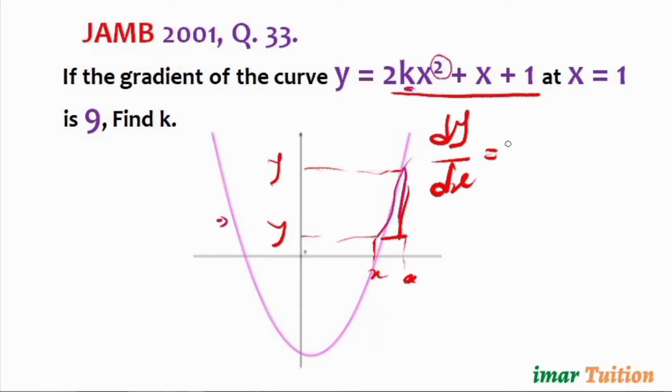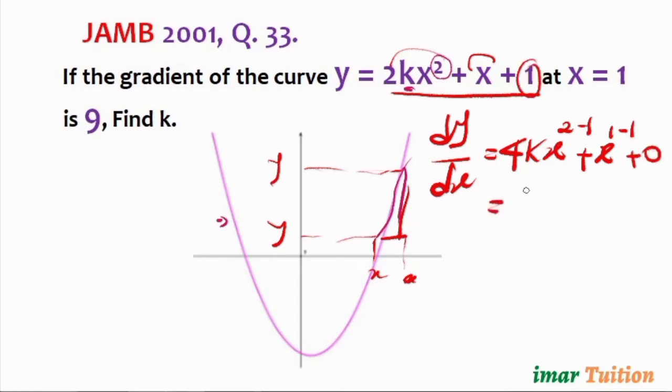If we differentiate this equation, the 2 here will multiply 2 to give you 4k x raised to the power 2 minus 1, plus the 1 here multiplies x to give you x raised to the power 1 minus 1, and this constant here will become 0. That will give us 4k times x raised to 2 minus 1, which is 1, so that's x, plus x raised to the power 1 minus 1, which is 0. That is equal to 4kx plus x raised to the power 0, which is 1.